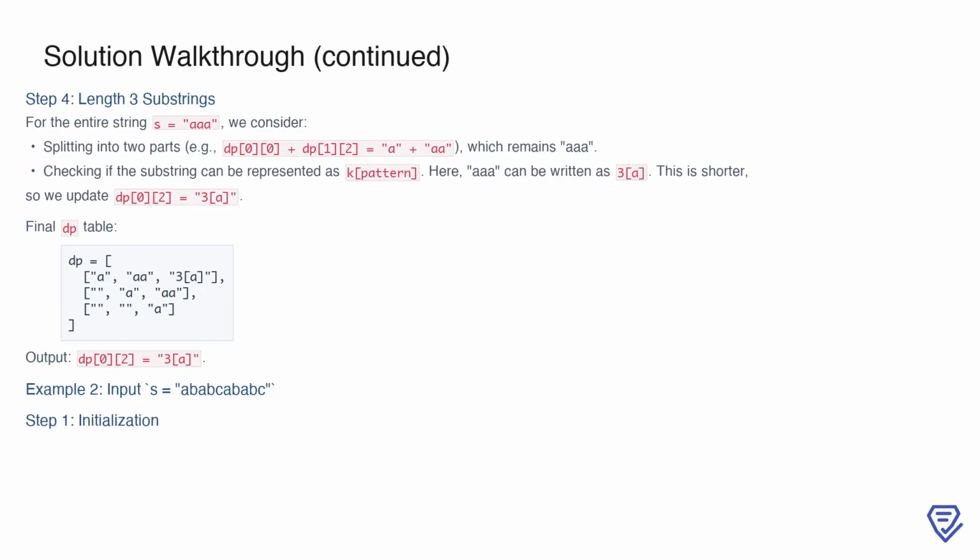To solve the problem of encoding a string with the shortest length, we use a dynamic programming approach. Let's start with an example where the input string is AAAAA. First, we initialize the length of the string, n, to 5.